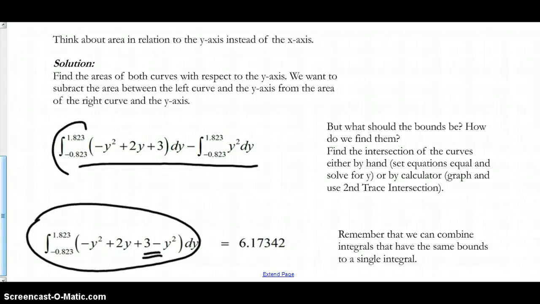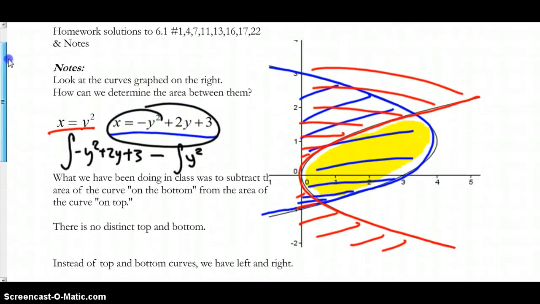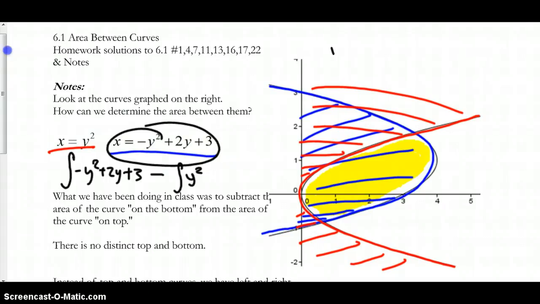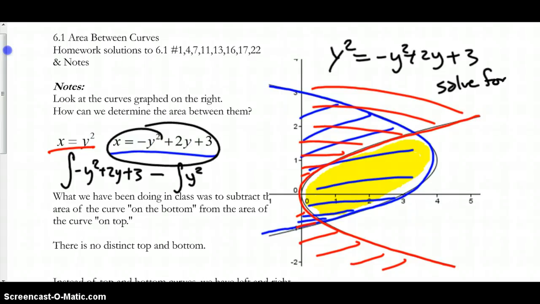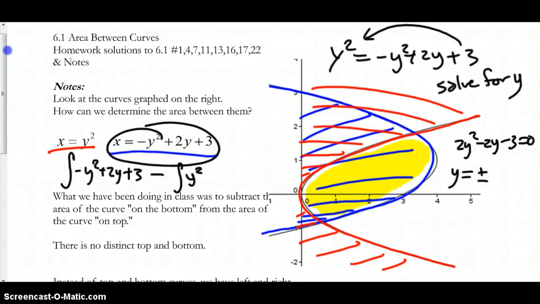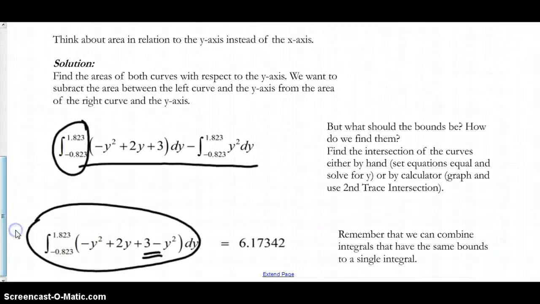The way I found these two bounds was by doing something similar to what you would do if these were equations in terms of x. I set them equal to each other, and I solved for y. Notice that we're going to end up with a quadratic equation. We end up with 2y squared minus 2y minus 3 equals 0 if you move everything to the left-hand side. To solve that, use your quadratic formula, and the two answers that you get, what normally you get as x, will be the y values of those points of intersection.